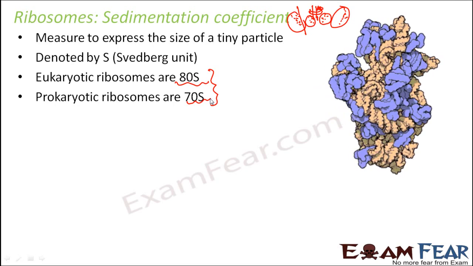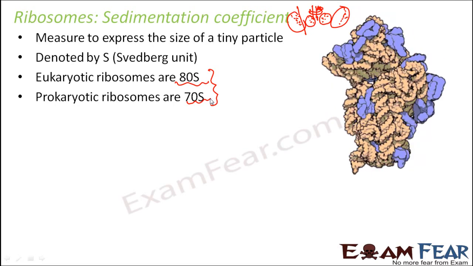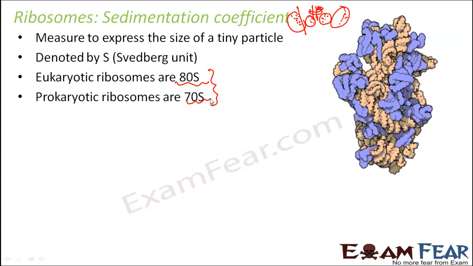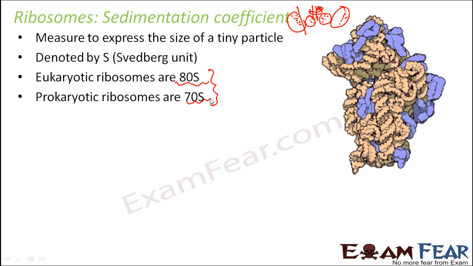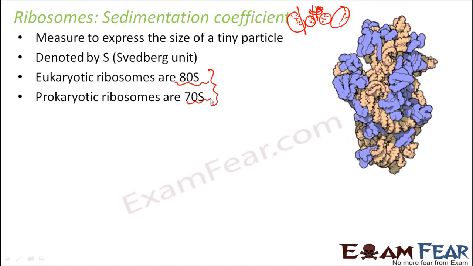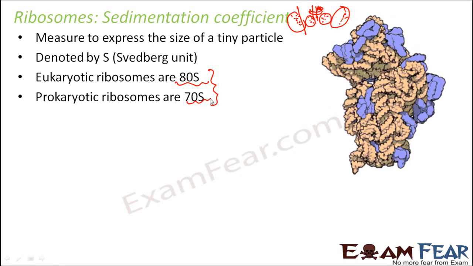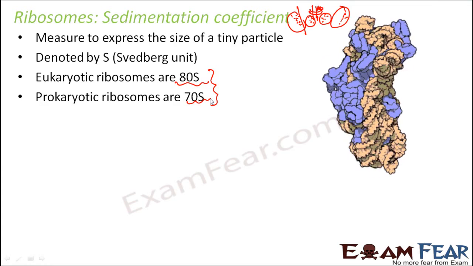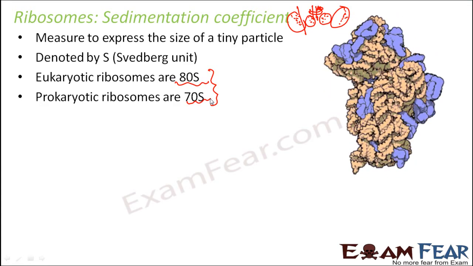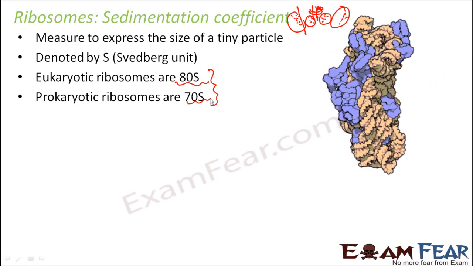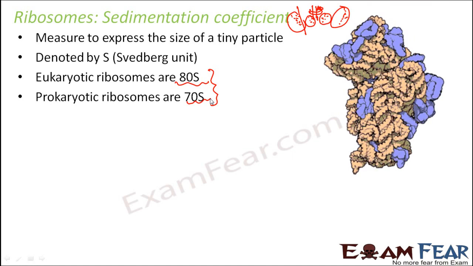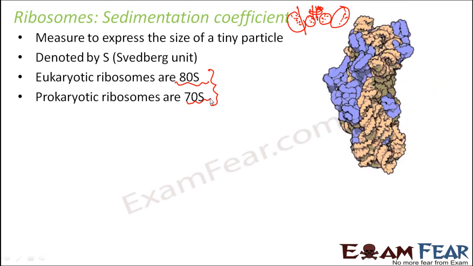So this S is nothing but the sedimentation coefficient. The greater the value of the sedimentation coefficient, the greater is the size of those ribosomes. Now, the sedimentation coefficient is not always linearly related to the molecular weight. It depends on the shape as well as size. So there are many factors: molecular weight, size, shape. Considering everything, the sedimentation behavior during centrifugation, this sedimentation coefficient is calculated.